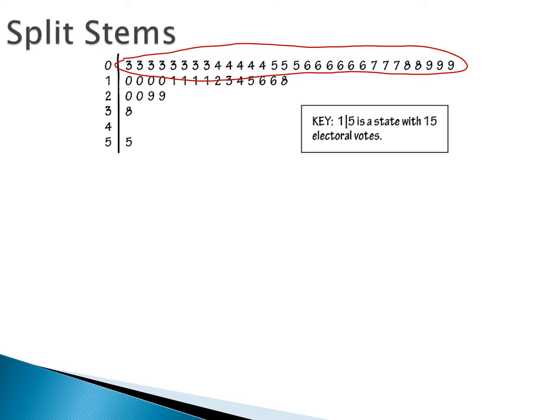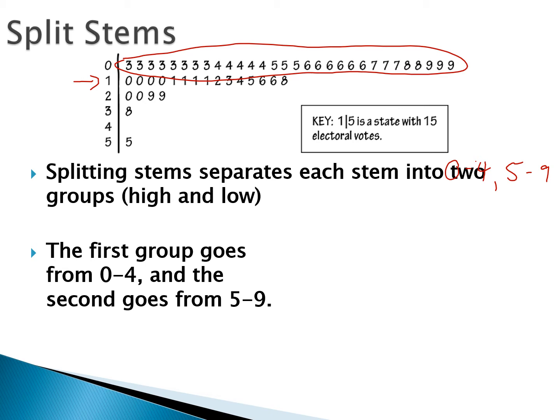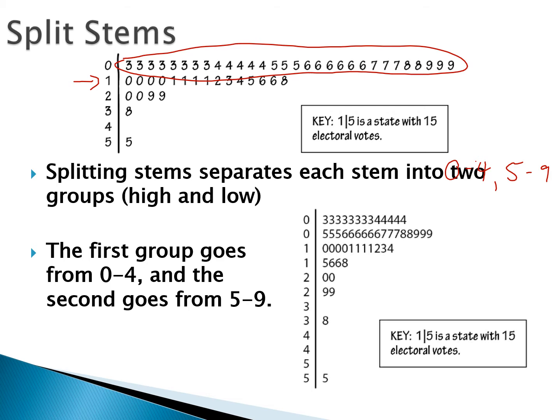So when we do a split stem, we're going to split that 0 through 9 into 2 parts. So it's going to go 0 to 4 in our first stem, and then 5 to 9 in the next one. And then we go into the next stem, that 1, and we would do the same thing. So it would be 10 to 14, and then 15 to 19 in the next one. So there's a high group and a low group, each one counting the numbers from 0 to 4 in the first one, and then 5 to 9. So if we were to recreate our stem plot as a split stem plot, it would look like this here.